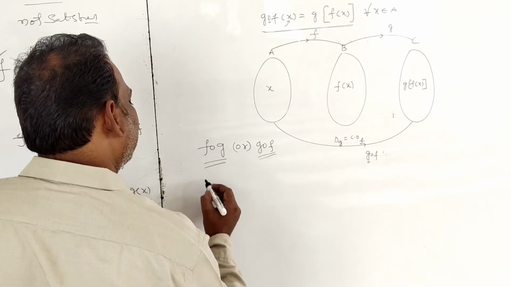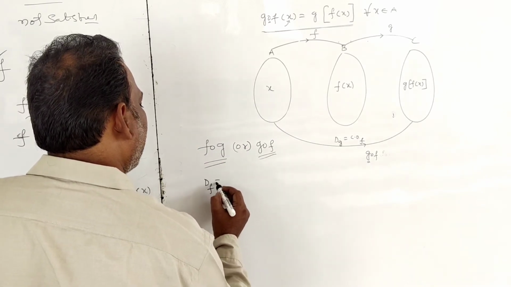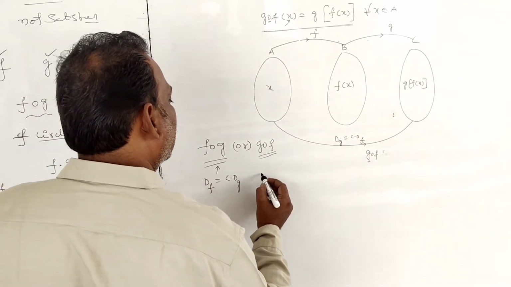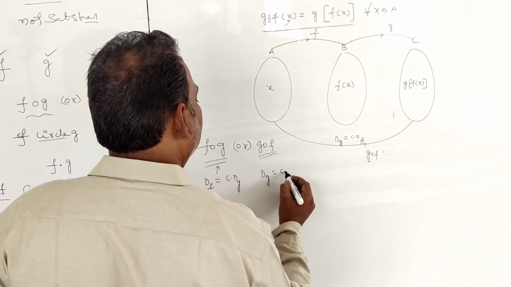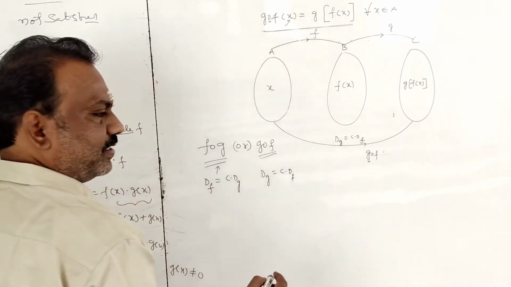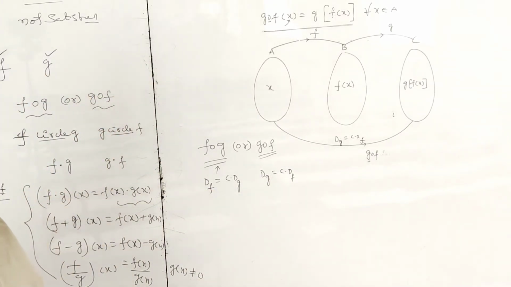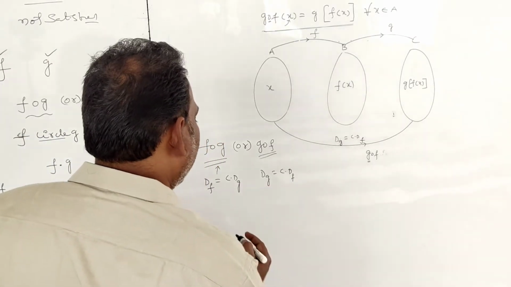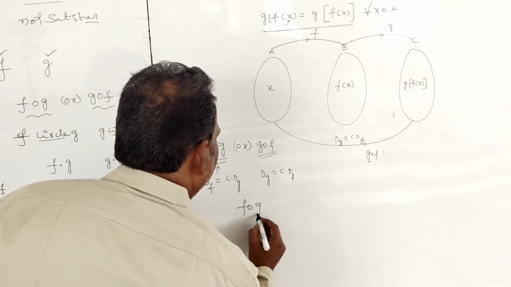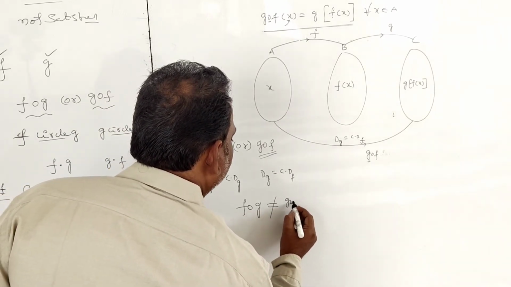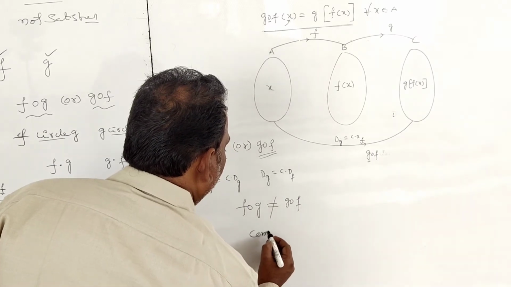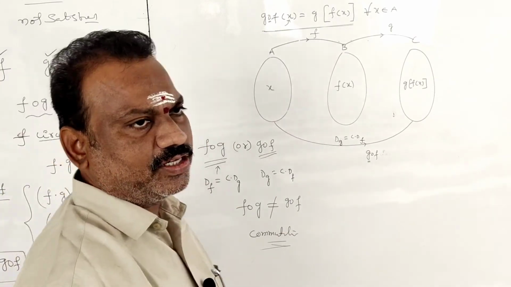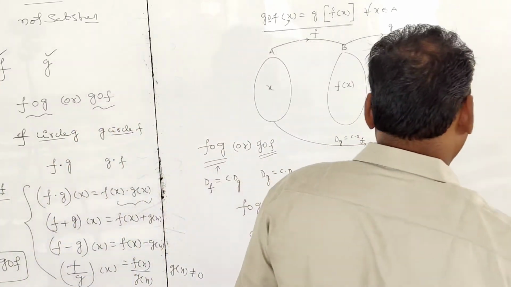I told you the rule for these two to exist. What is the rule, students? F circle G exists means domain of F is equal to codomain of G. And G circle F exists if domain of G is equal to codomain of F. So both can exist only in some peculiar cases. That's why generally functions do not obey the commutative law. In the general case, F circle G and G circle F do not both exist. When both exist, we will check it here.